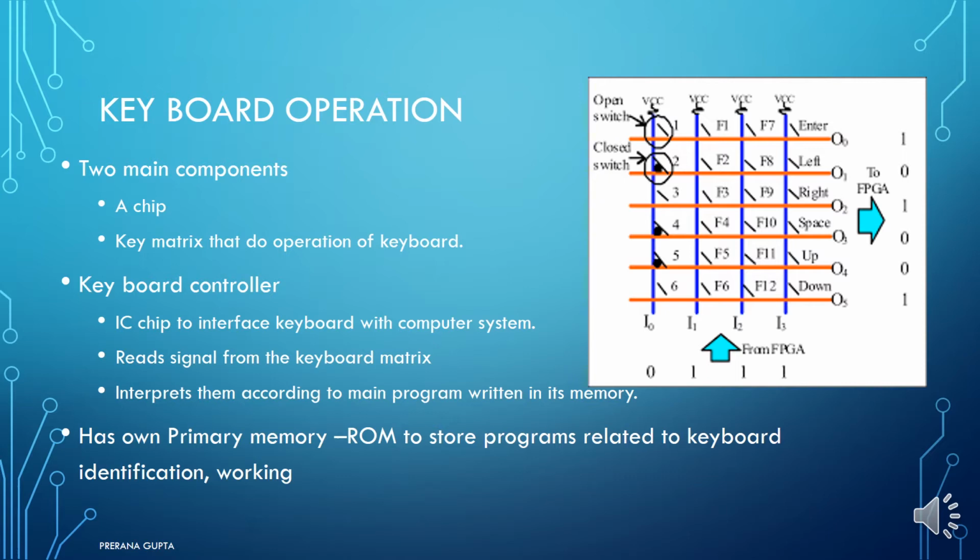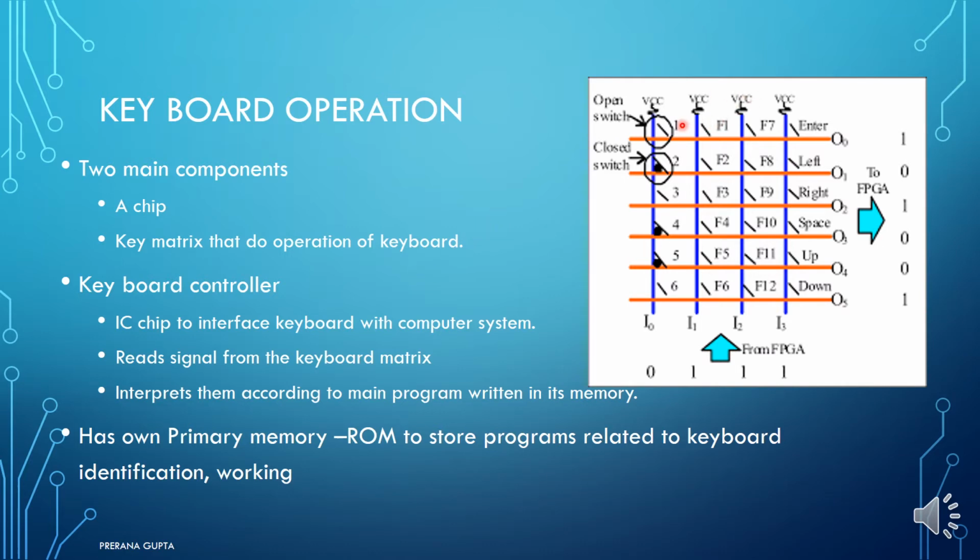Now next is keyboard operation. Before going to types of keyboard, we will first understand how the keyboard works. There are two main components of a keyboard. First is a chip, that is also known as an integrated circuit. Second is the key matrix that does the operation of the keyboard.